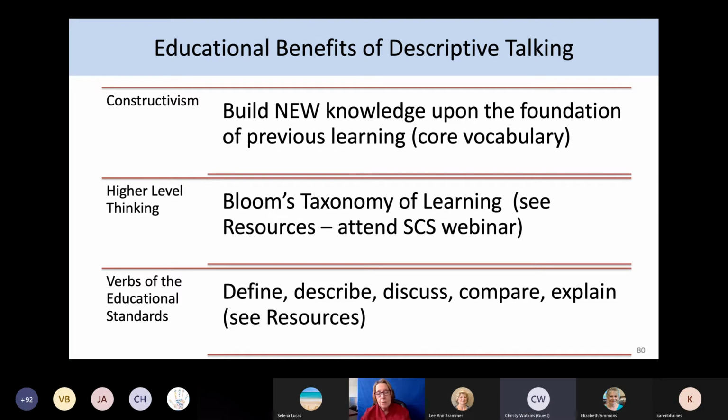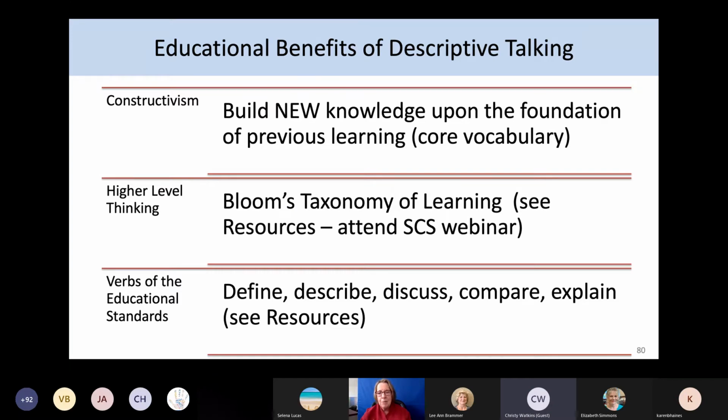And then the educational benefit, if we go back and look at what your educational standards say. Many of my standards in the state of Florida tell me kids have to define, describe, discuss, compare, contrast, explain. Very few of my state standards actually have to say they have to name. They don't have to name.